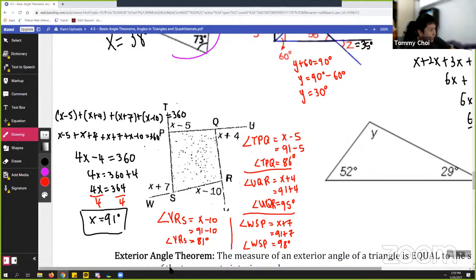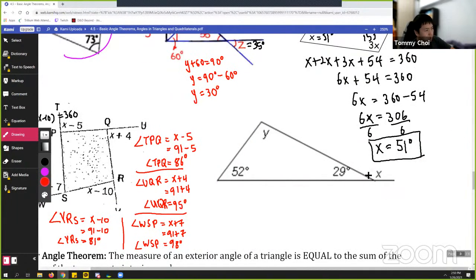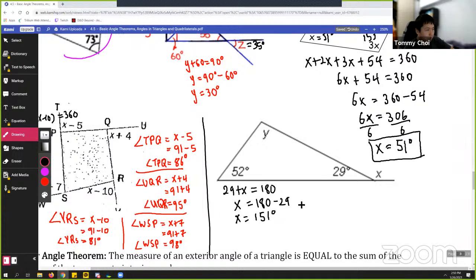Our last example problem that I asked you to do was this one, which looks a lot simpler than the previous. For this one here, it doesn't matter what you solve for, whether it's y or x. I'm going to solve for x first. So for x, I could say 29 plus x is equal to 180 because they are supplementary angles. And moving the 29 to the other side, I get x is equal to 151 degrees.